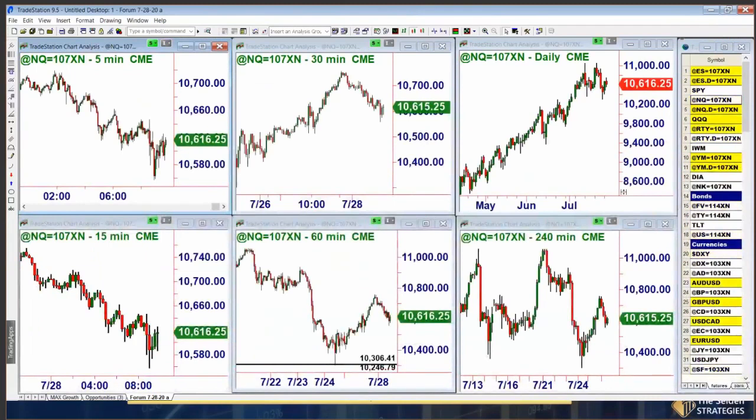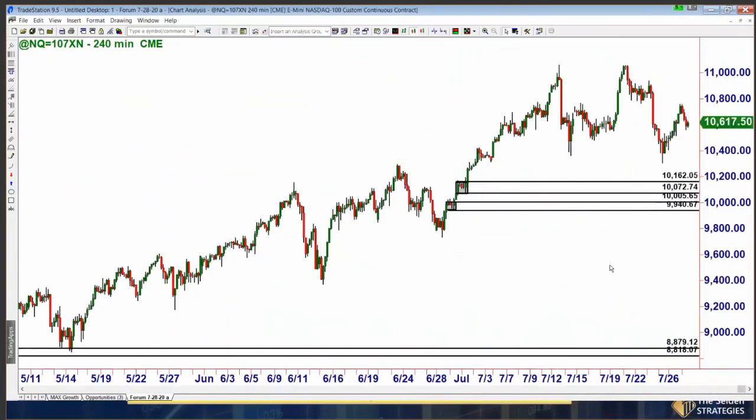So where are the next set of fresh levels? Well, for that, we have to go to the 4-hour chart and get below these pivots. And this one comes in down here, which is way lower than where price is at right now. Okay.